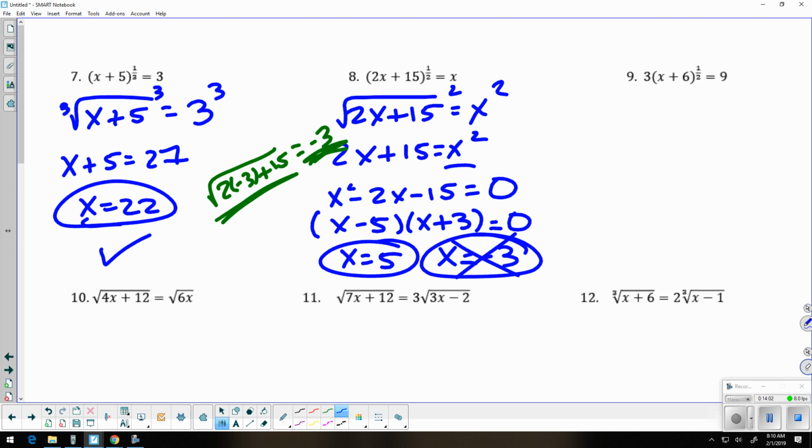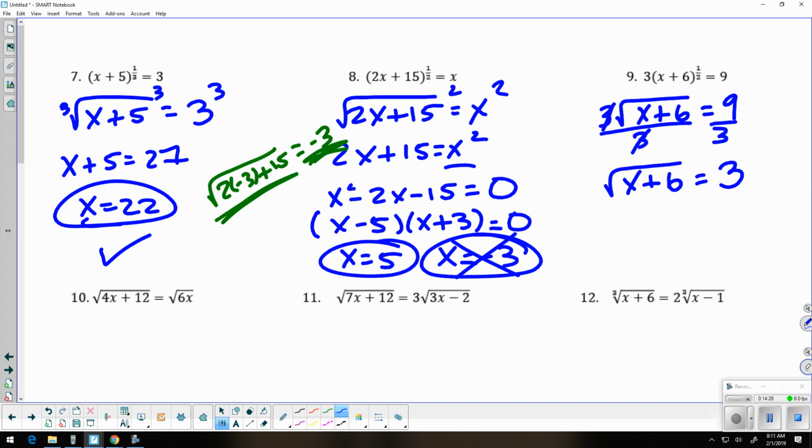For number 9, if you want to rewrite this in radical form, this would be 3 times the square root of x plus 6. So notice the 3 is outside. Only the binomial x plus 6 is being raised to the 1/2 power, so that's the only part that's going to be underneath the square root. So first thing is isolate the radical, get the radical by itself, so move that 3 away, divide both sides by 3. So here's where we're at.